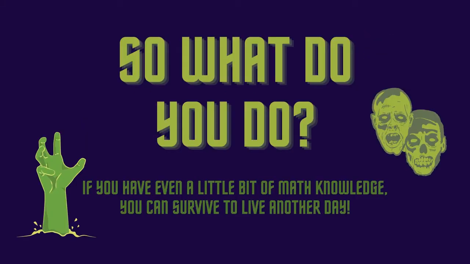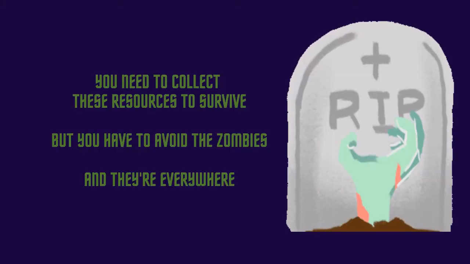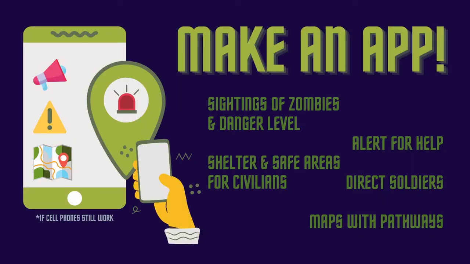So what to do? If you paid even a little bit of attention in math class, you can survive to live another day. To survive, there are essential things that we need: food, water, fire, shelter, community, weapons, first aid kit, medicine, and tools. You need to collect these resources to survive, but you have to avoid the zombies, and they're everywhere. If cell phones still work, we can make an app.